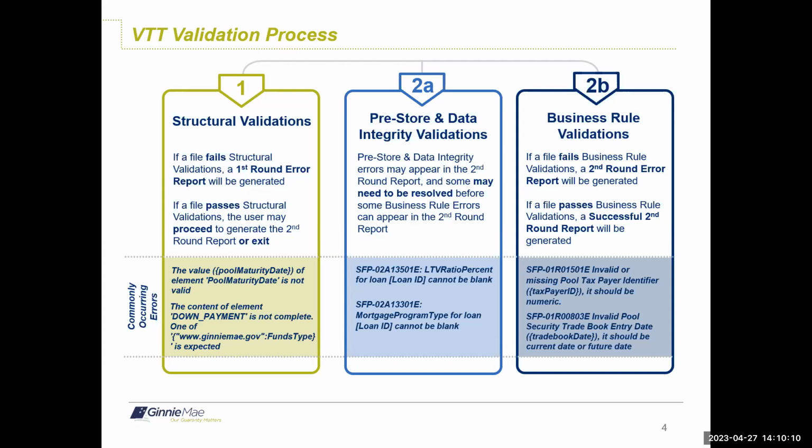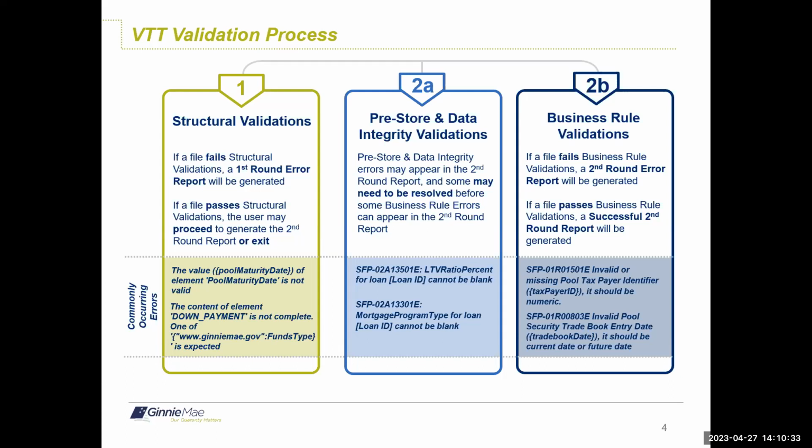Or if your file passes, it meets all those structural validations, you'll have the opportunity to proceed to the second round of validation. Or if all you were interested in was the structure, you can exit the application at that point. So a couple of commonly occurring errors here are, you can see two of them there, first being that the value of pool maturity date is not valid.